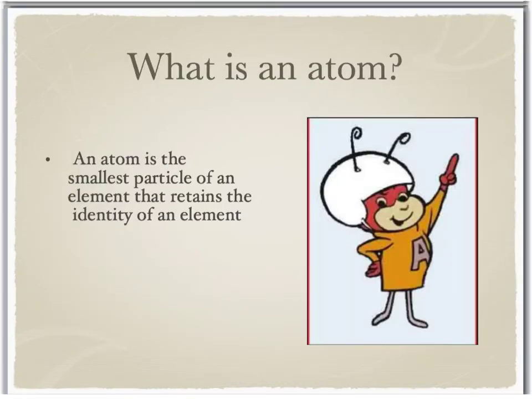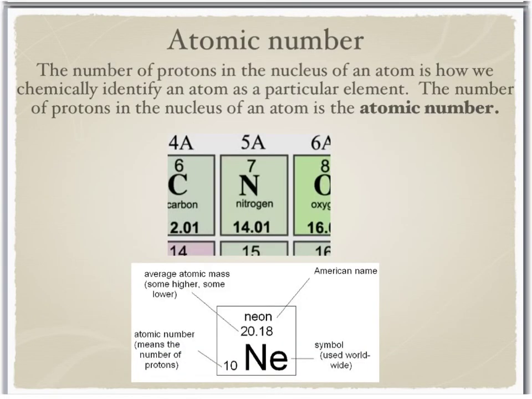So what is an atom? Like it says here, an atom is the smallest part of an element that still retains the identity of an element. So, good question. What do we mean by the identity of an element? When we talk about the identity of an element, we're talking about its atomic number. That's how we identify what element an atom belongs to.